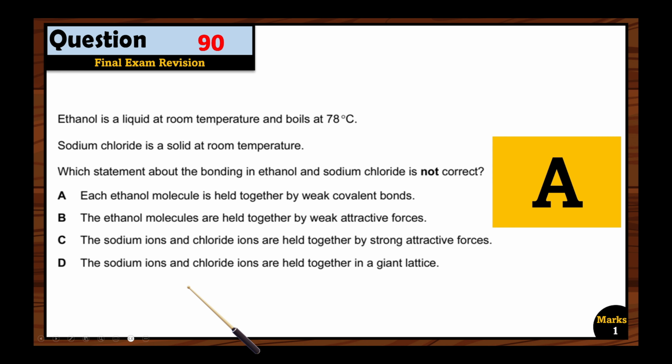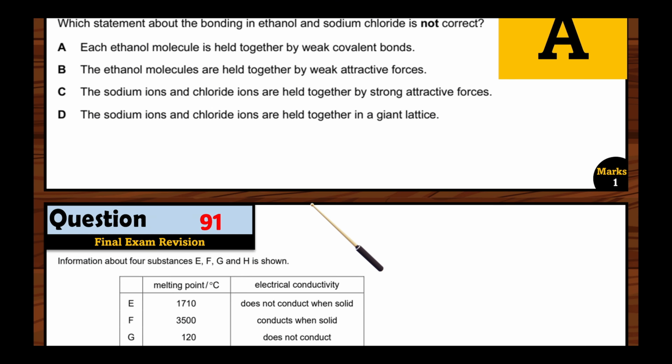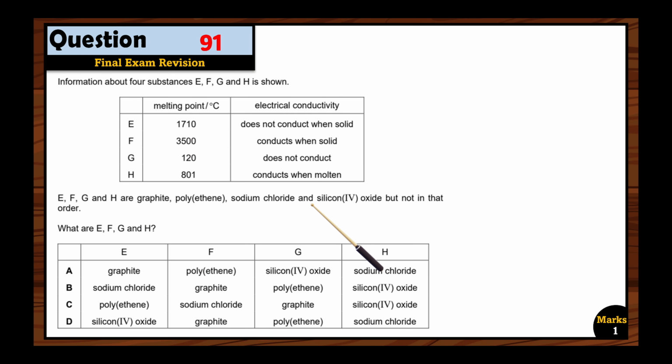Yes, that's also right. So you see only option A is wrong because ethanol molecules are held together by covalent bonds but not weak. Covalent bonds are never weak, okay? So option A is the wrong one. So that's why we have to choose option A.